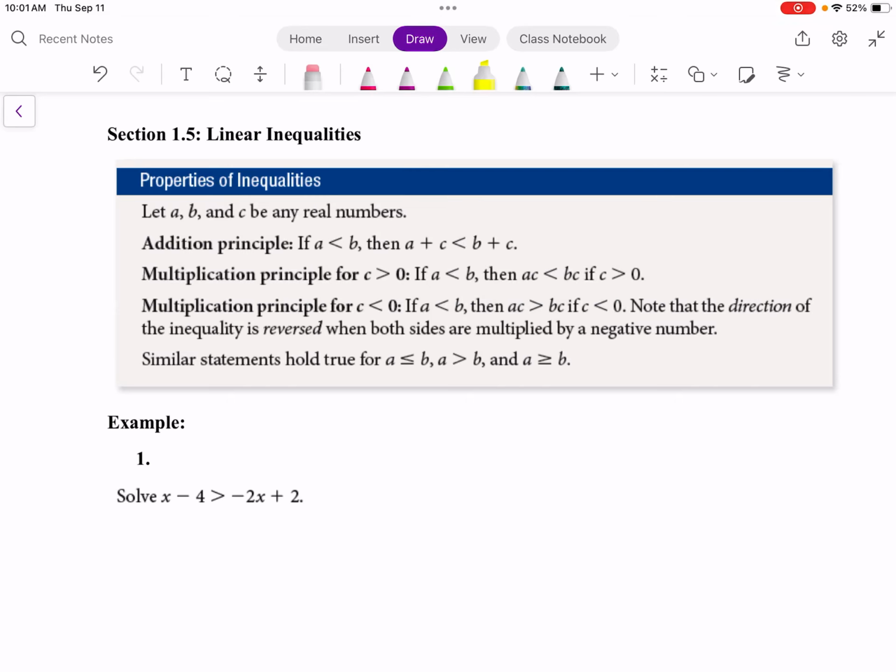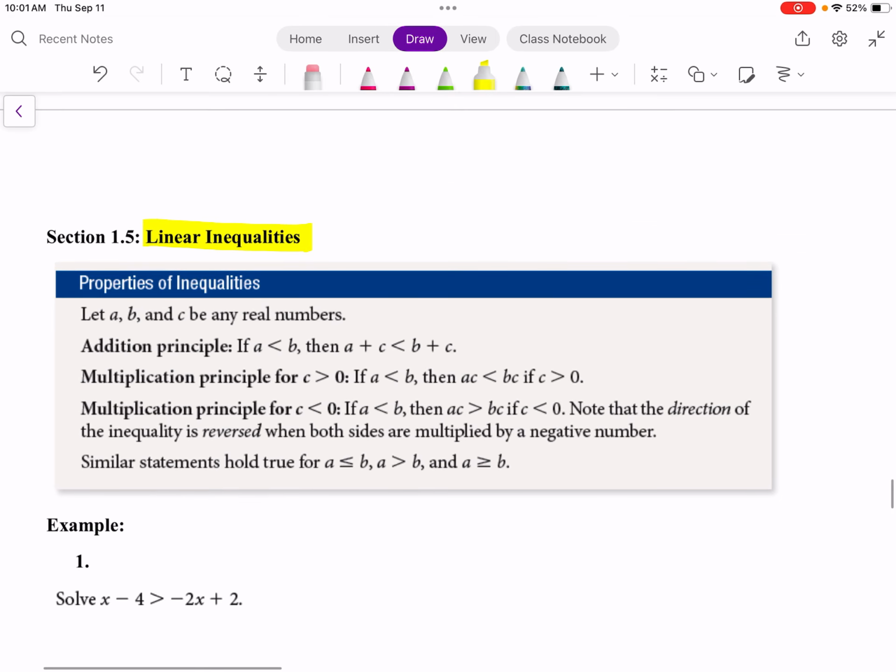In this section, we will talk about linear inequalities. So in section 1.1, we had linear equations. Now here we have linear inequalities. Let's find the difference between linear equations and linear inequalities.